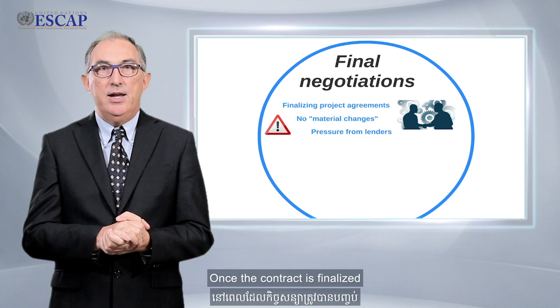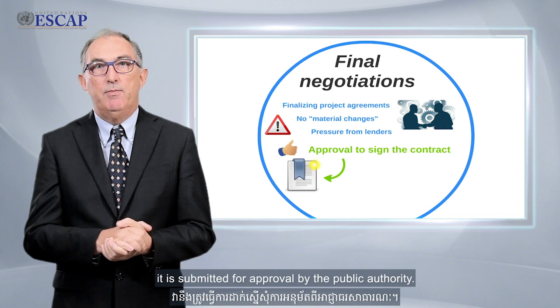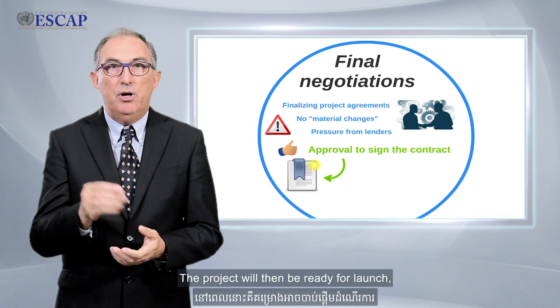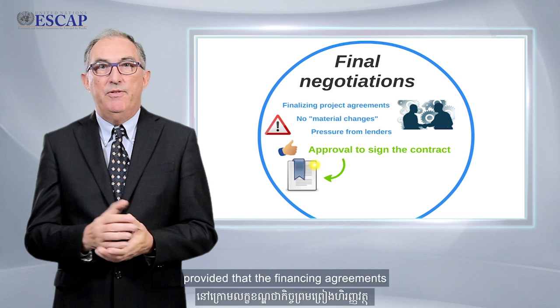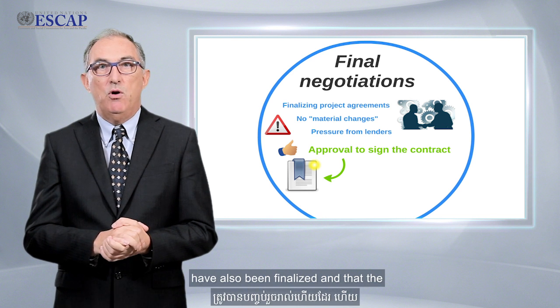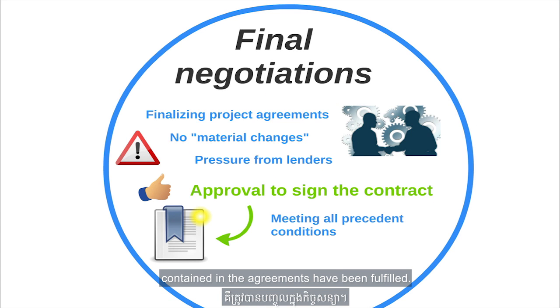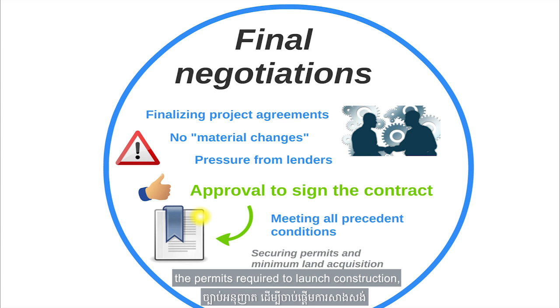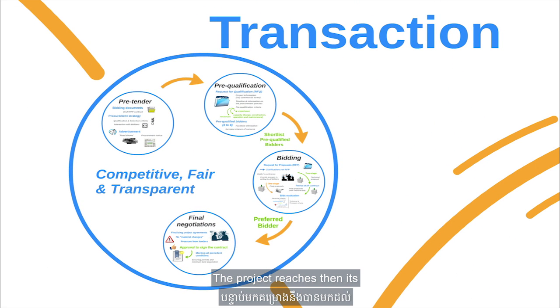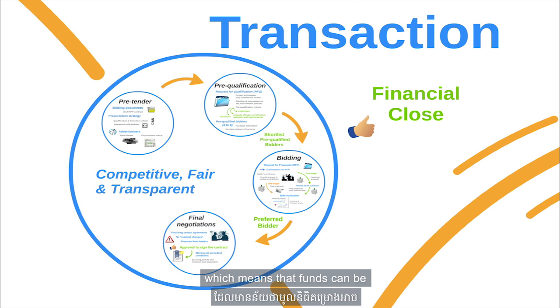Once the contract is finalized, it is submitted for approval by a public authority. The project will then be ready for launch, provided that the financing agreements have also been finalized and that the conditions precedent contained in the agreements have been fulfilled. Such conditions could include obtaining the permits required to launch construction or acquiring a certain percentage of land. The project then reaches its final close, which means that the funds can be dispersed to implement it.